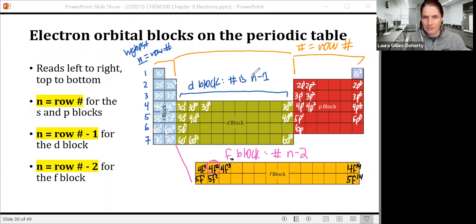So for the D block, it's the row number or the n number minus 1. And for the F block, the F block subshells are going to be labeled as the n number minus 2, or the row number minus 2.